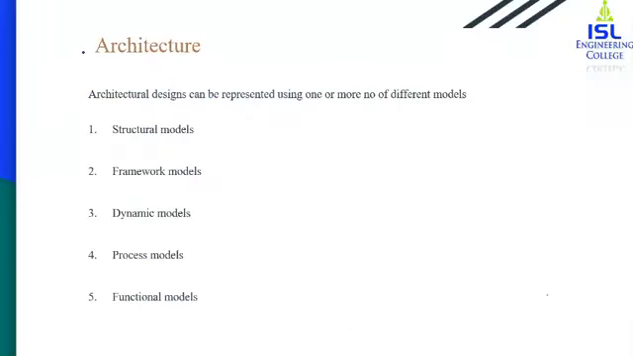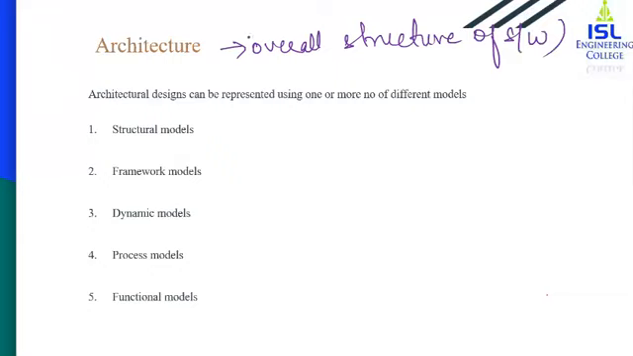The next one, the second concept, is architecture. What is architecture? Architecture gives an overall structure of the software. Architecture gives you an overall picture of the software, that is how the software is going to look. Or you can say how the different components are organized. And the second definition is how the different program components are organized.